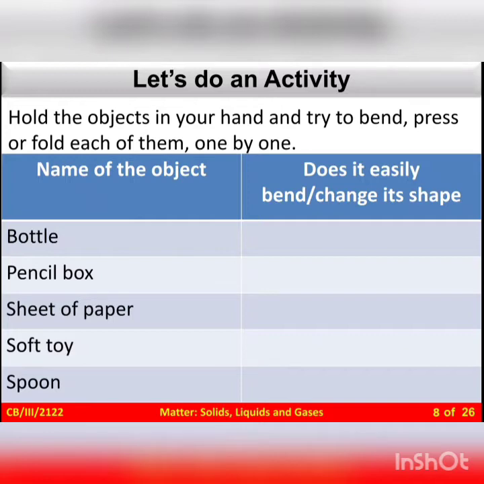The sheet of paper can be unfolded to its original shape.